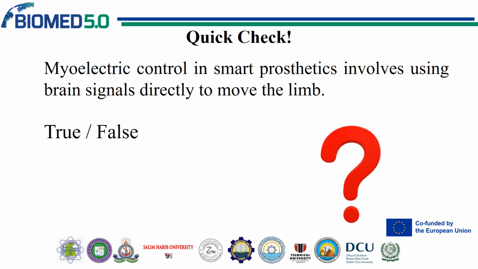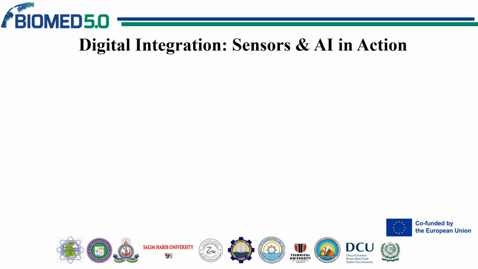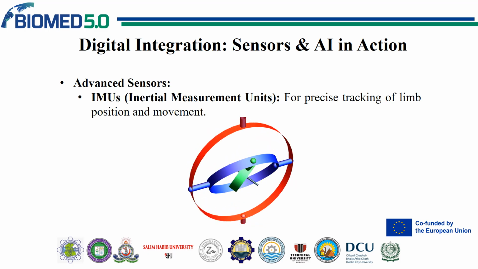Myoelectric control in smart prosthetics involves using brain signals directly to move the limb. True or false? The smart in smart prosthetics and assistive technologies comes directly from sophisticated digital integration, particularly through advanced sensors and artificial intelligence. Advanced sensors are crucial.